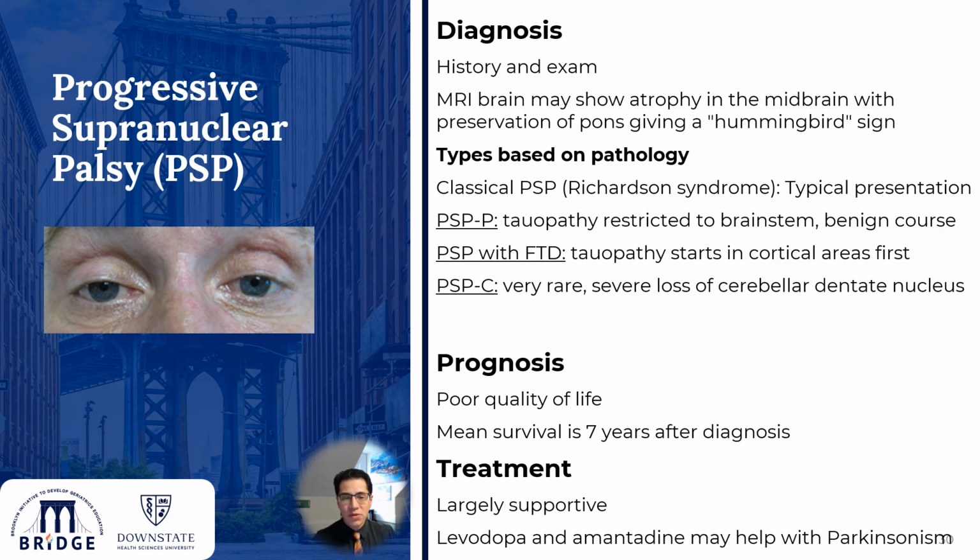The prognosis is usually poor and the mean survival is 7 years after diagnosis. The treatment is largely supportive, and levodopa and amantadine may help with Parkinsonism, but not much.